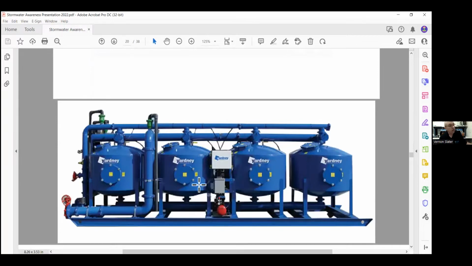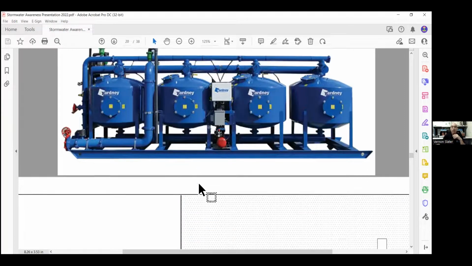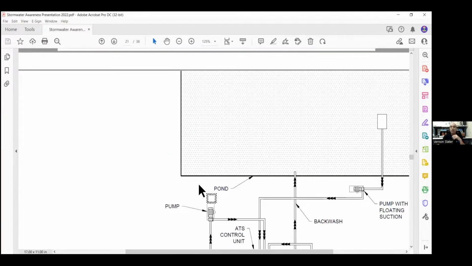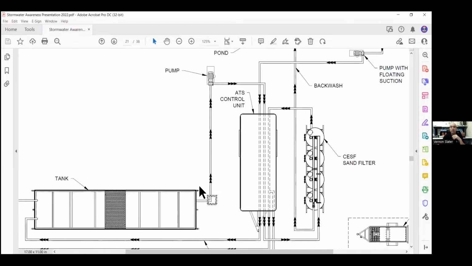So I get asked a lot, how big of an area is this going to take? What are the system footprint requirements? So a 200 gallon per minute system, something like this, is going to take up about 800 square feet of space. The shape of the pad will be based on site constraints, but we'll need to have room for a tank 40 feet long and 10 feet wide.